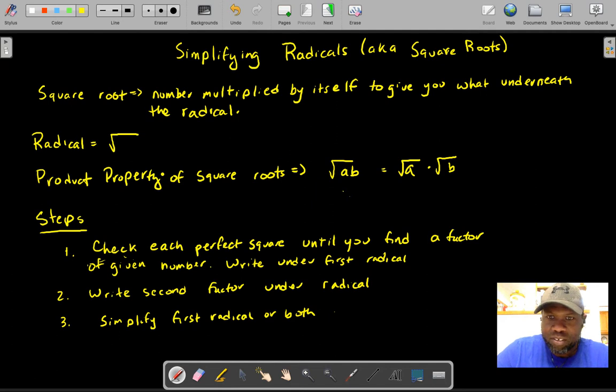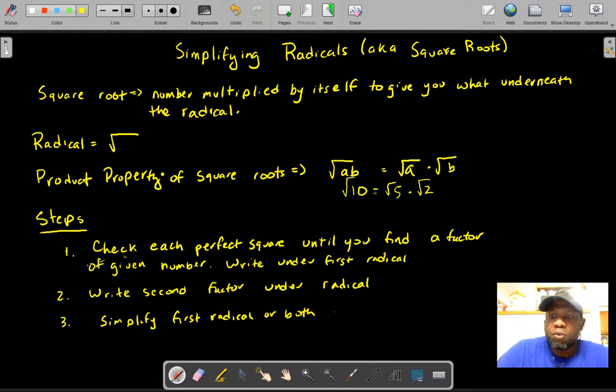So basically what I'm saying is, if we have the square root of 10 here, then I could just make it the square root of 5 times the square root of 2. That's basically what that means.